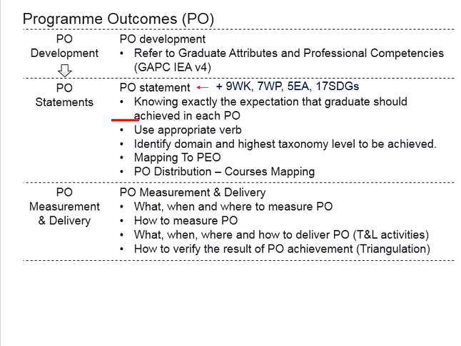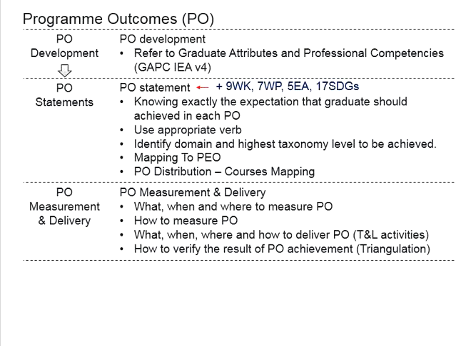There should be appropriate verbs. We need to identify the domain, whether it is cognitive, psychomotor, or affective. And also we need to identify the highest taxonomy levels to be achieved. There will be mappings of your POs to your PEOs. There should also be mapping of the courses, specifically the course outcomes, to the POs.